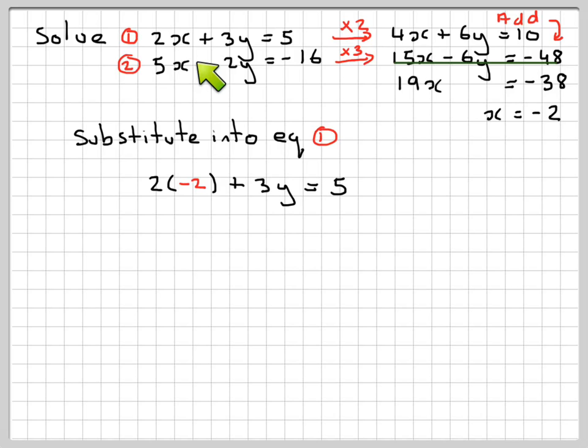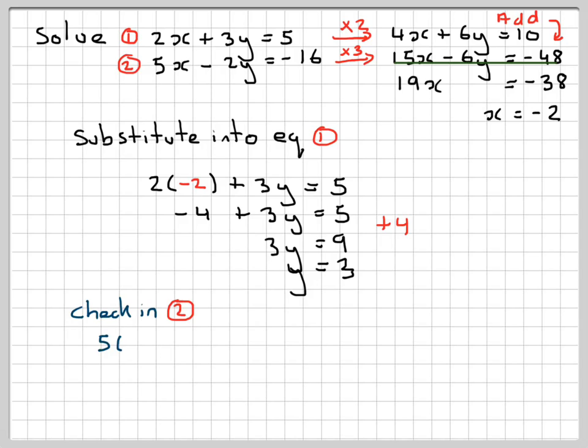So instead of x here, we will now put minus 2. So we're going to have 2 times minus 2 plus 3y is equal to 5. It's going to be minus 4 plus 3y is equal to 5. We should now add 4 to both sides. We get 3y is equal to 9, and divide by 3 we get y is equal to 3.